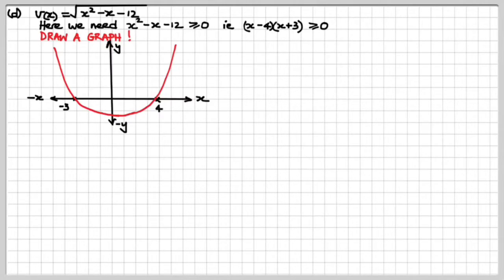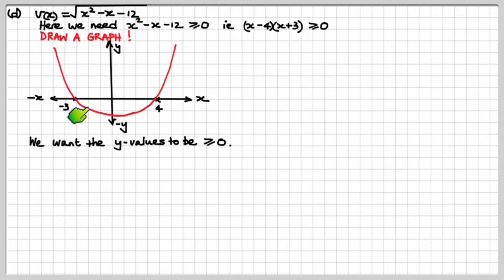Okay, let's draw a graph. And let's see how easy this is to work out now. We know there's our quadratic graph of what's under the square root sign here. Okay, and we've got our two x-intercepts there, -3 and +4. And we need the y values. That is, we need x squared minus x minus 12, and this is the graph of y equals x squared minus x minus 12. We need the y values to be greater than or equal to 0.